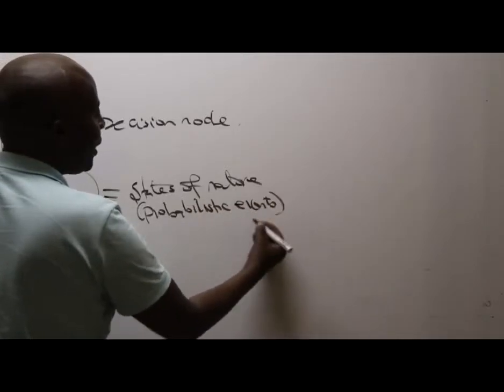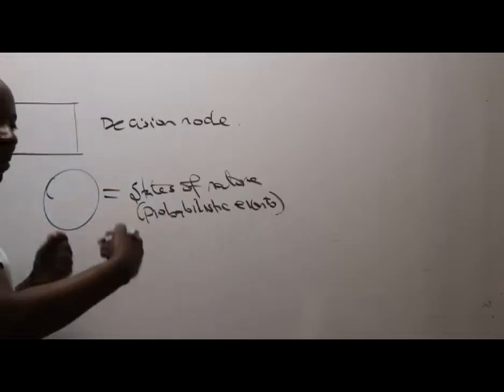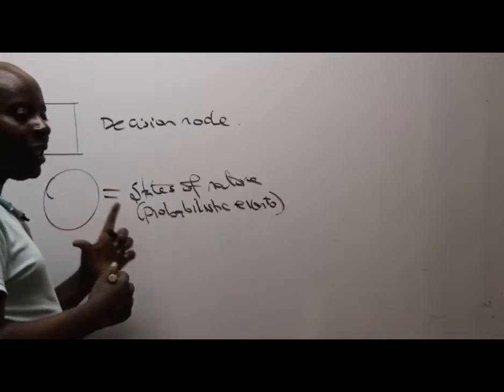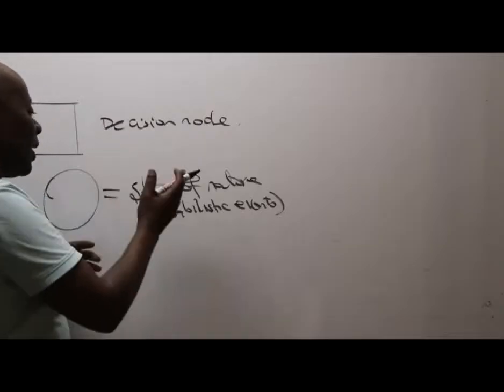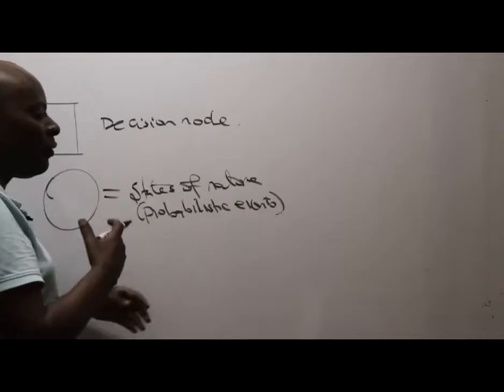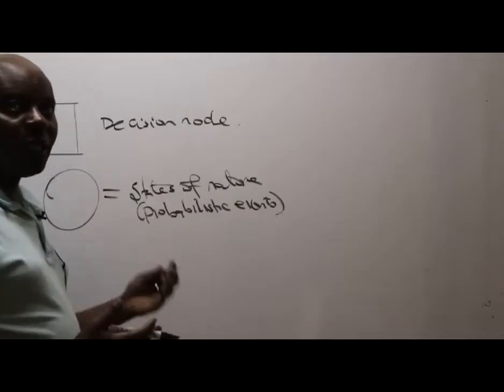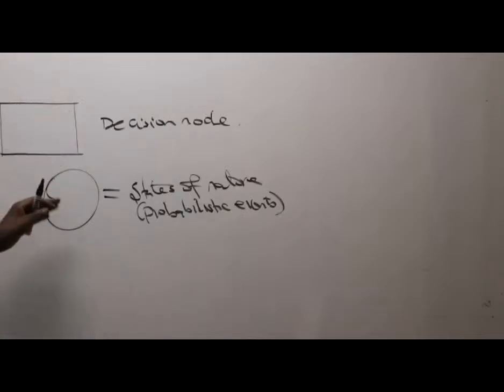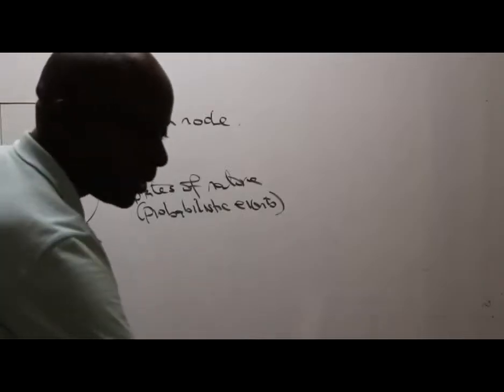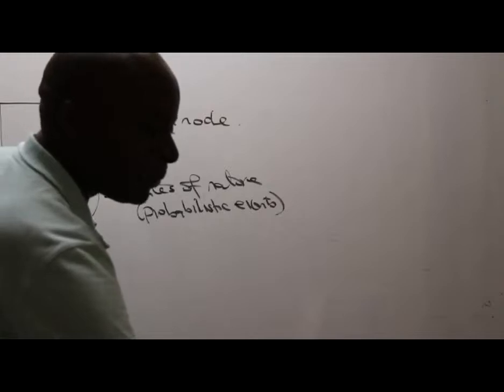All events which have probabilities will always be coming out of a circle, to signify what is slippery. You know, probabilistic events can go either way. So, ladies and gentlemen, have you been able to put this down? Have you been able to at least capture this down in your notes there?